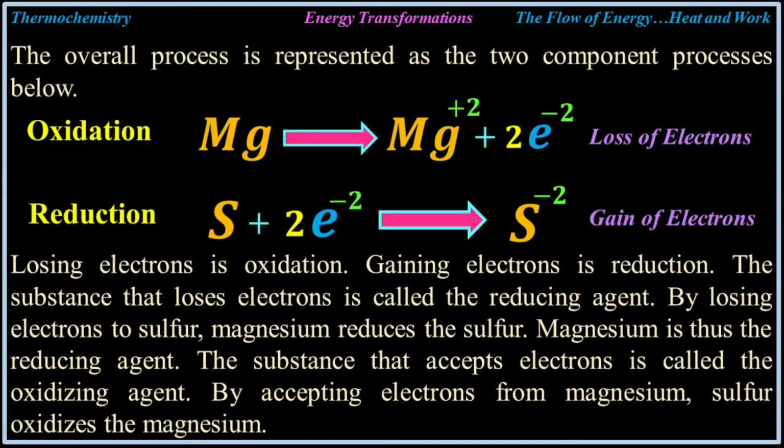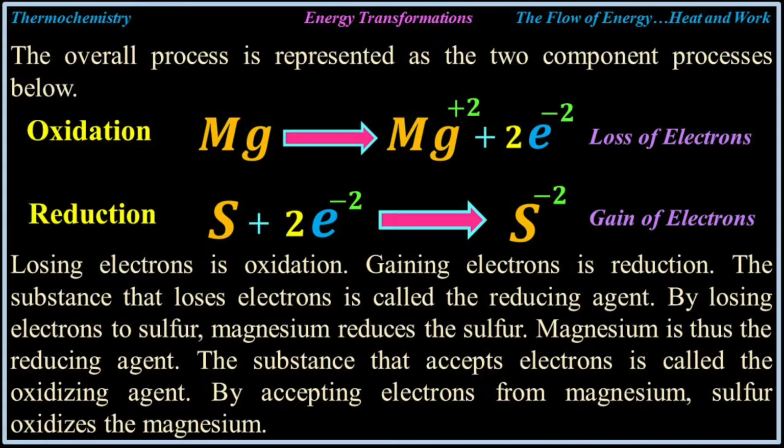The overall process is represented as the two component processes below. The oxidation is the magnesium becoming +2 and giving up 2 electrons, loss of electrons, and the reduction is sulfur + 2 electrons yields sulfur with a -2 charge, gain of electrons. Losing electrons is oxidation, gaining electrons is reduction.